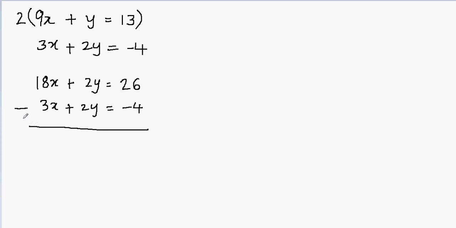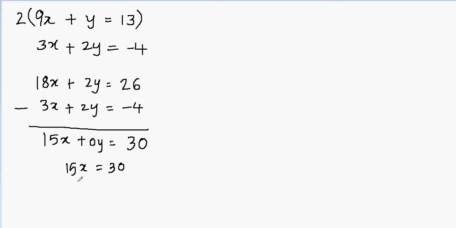18x minus 3x. Now remember that 3x is not negative. 3x is positive, but you're subtracting 3x from 18x. So 18x minus 3x will be 15x. And then 2y minus 2y will be 0y, so I can write here 0y. And then 26 minus negative 4 will give me positive 30. Then I can write this equation as 15x is equal to 30.